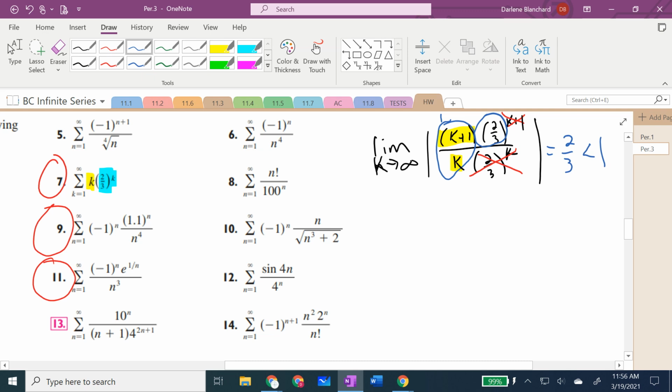And that's the answer to the limit. 2/3 is less than 1. So we get converged by the ratio test. But ratio test automatically is absolutely convergent. Altogether.